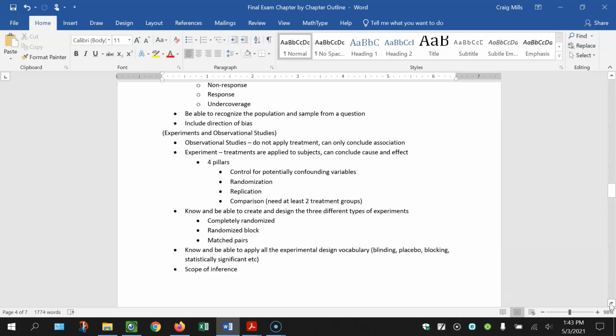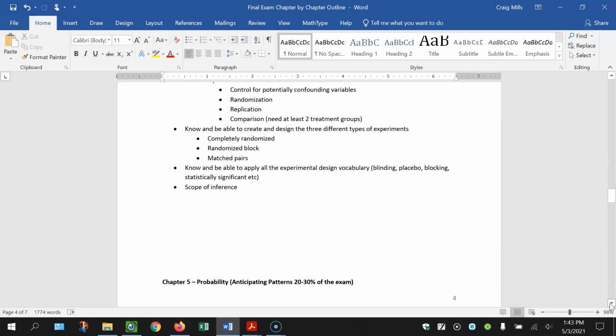Matched pairs is a specialized block design. It's a block of size 2. Typically, it's the same person receiving both treatments. In class, we did the standing and sitting pulse rate, and then we compare you to yourself. Or it could be two very similar subjects: same age, same height, same weight, same gender, same health levels. And one person stands, we take their pulse rate. One person sits, we take their pulse rate.